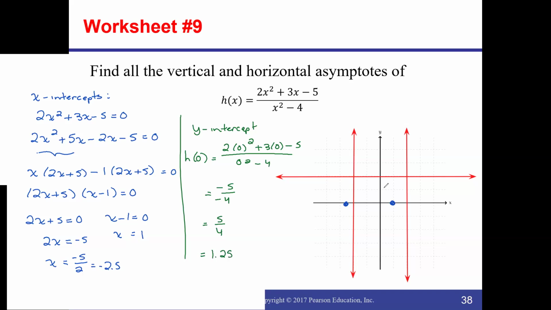So that's going to leave me with negative 5 over negative 4, which is positive 5 over 4, or approximately 1.25. So this is your horizontal asymptote. No, sorry, I was completely wrong. It is your y-intercept, which is right here. So you just need to grab a couple points, figure out what the rest of this is going to be doing.